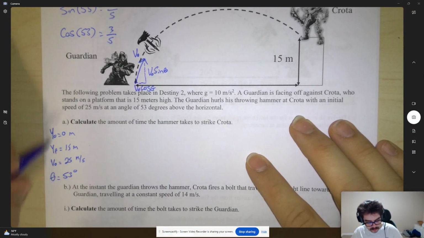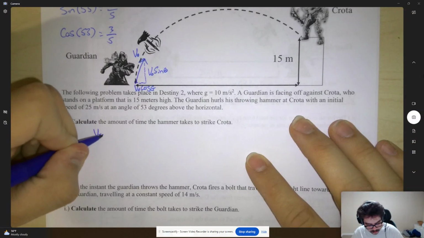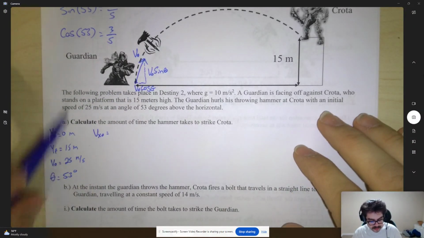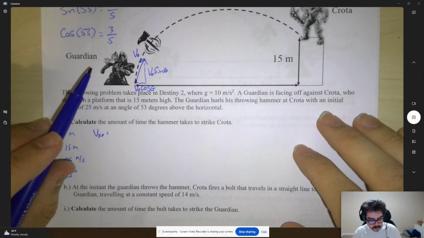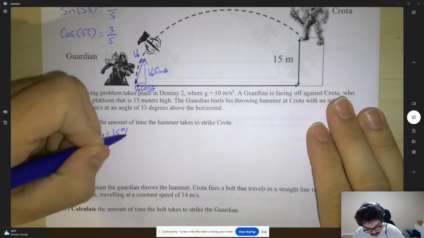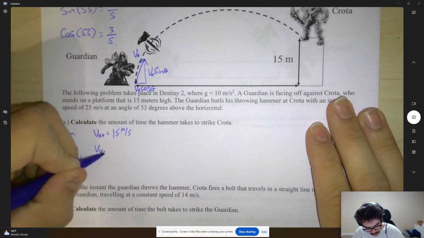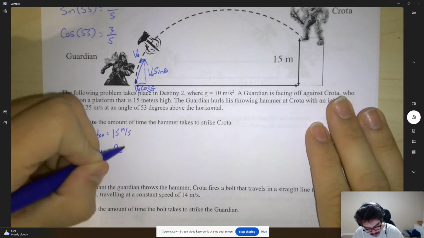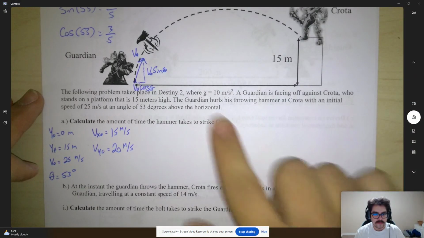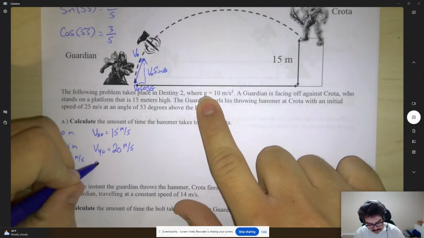If I break this into components, Vx naught, the x component, is going to be 25 times 3/5. 25 on the top cancels with 5 below, so 5 times 3 gives me 15 meters per second. And then Vy naught is going to give me 20 meters per second. And then I know that the acceleration due to gravity is going to be 10 meters per second squared.